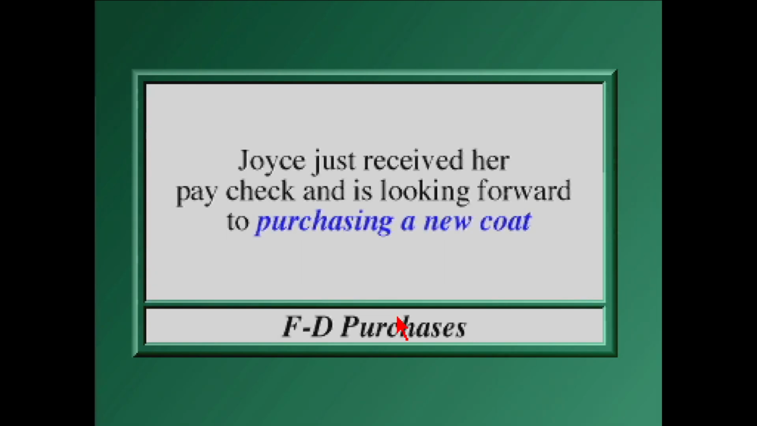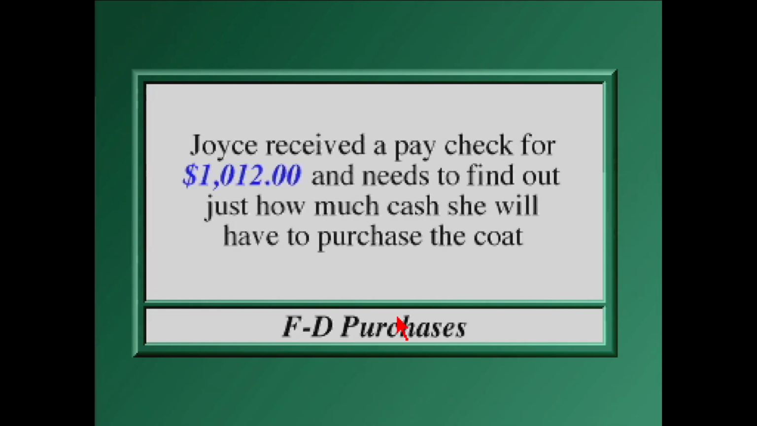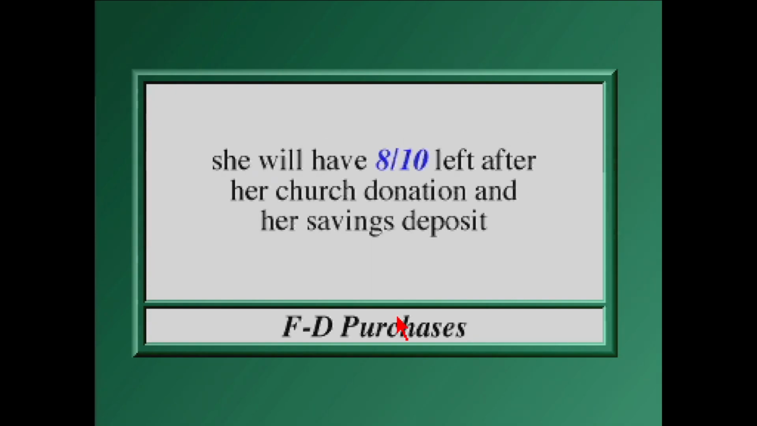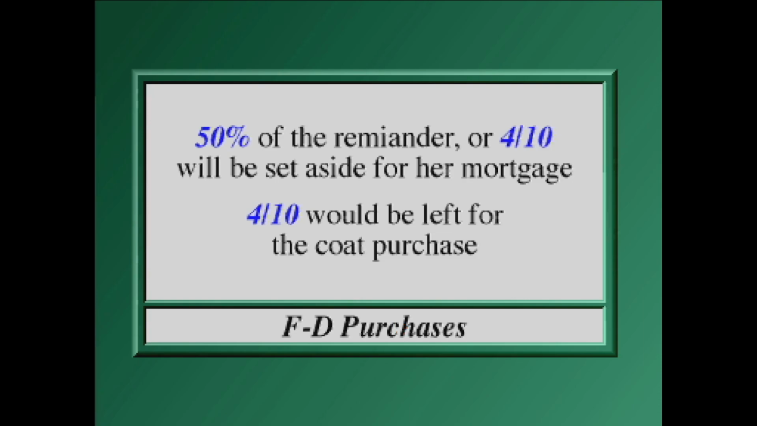Joyce just received her paycheck and is looking forward to purchasing a new coat. She knows she will give 1/10 to her church, put 1/10 in her savings account, and save 50% of the remainder for her upcoming mortgage payment. Joyce received a paycheck for $1,012 and needs to find out just how much cash she will have to purchase the coat. She has reasoned that she will have 8/10 left after her church donation and her savings deposit. 50% of the remainder, or 4/10, will be set aside for her mortgage. Therefore, 4/10 would be left for the coat purchase.